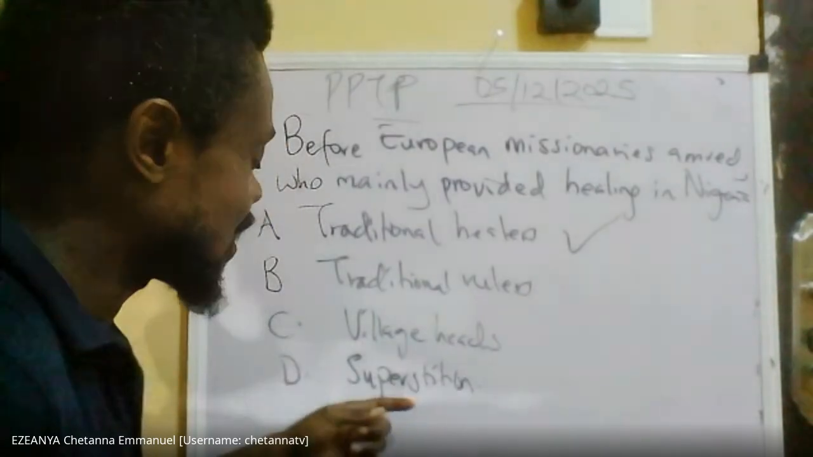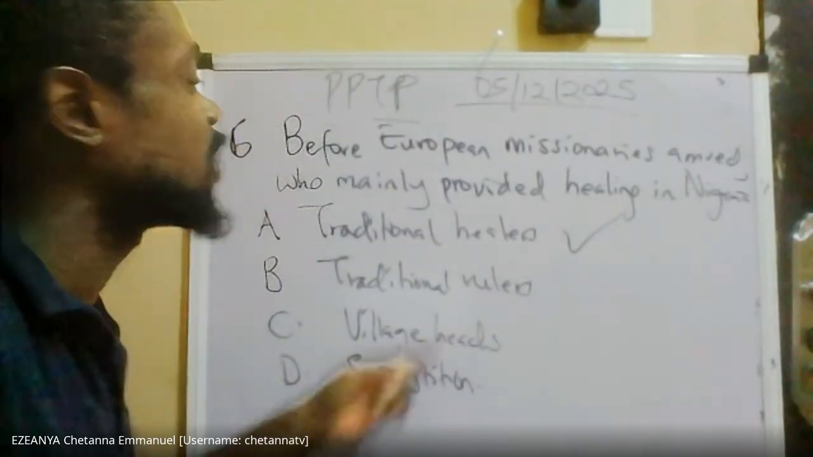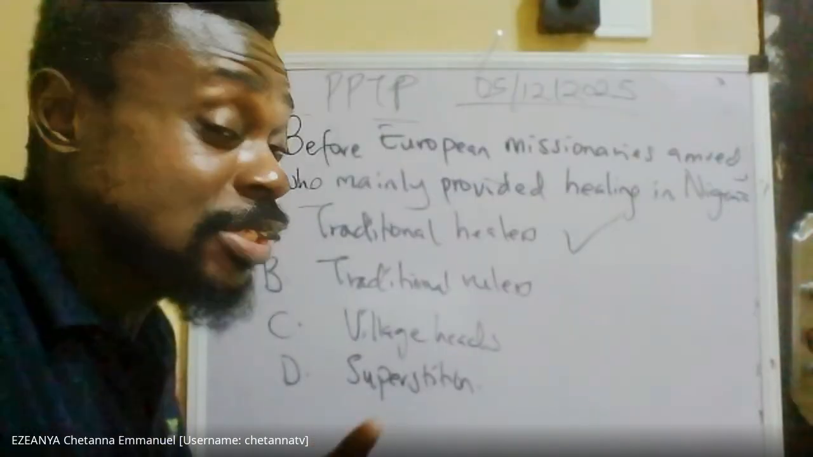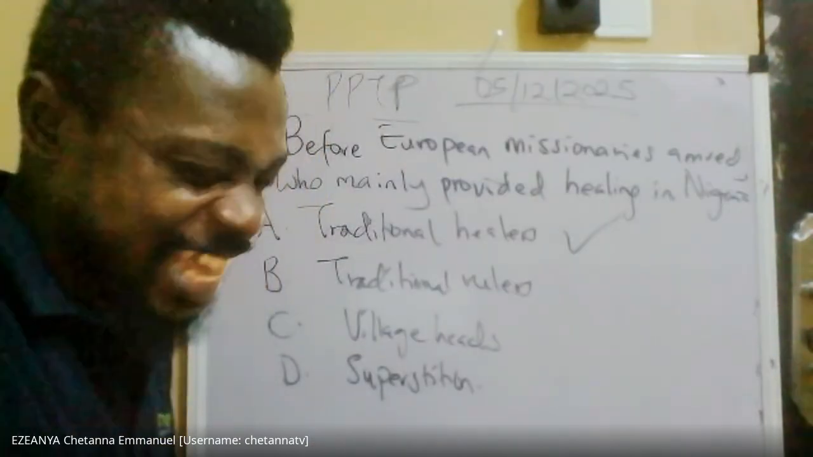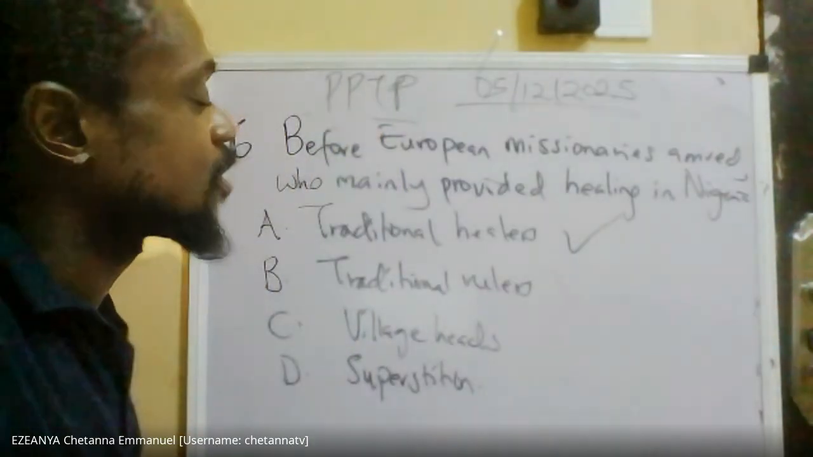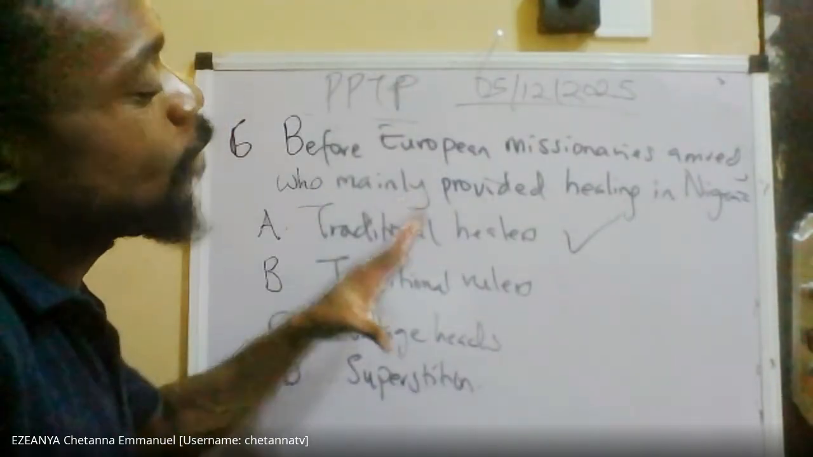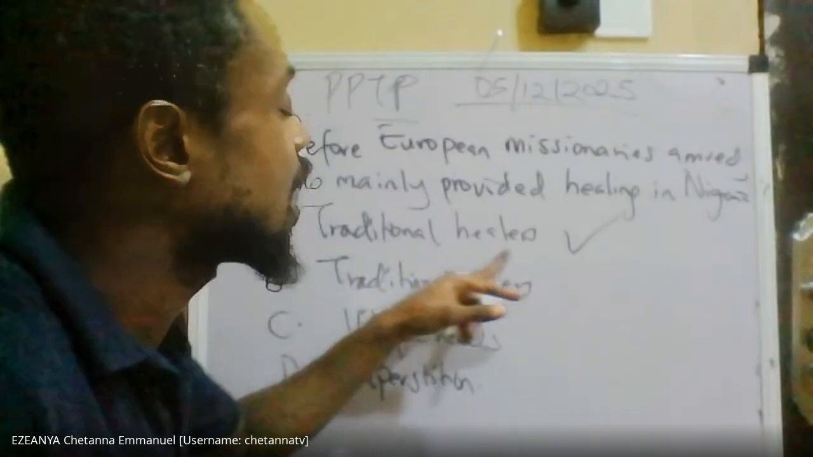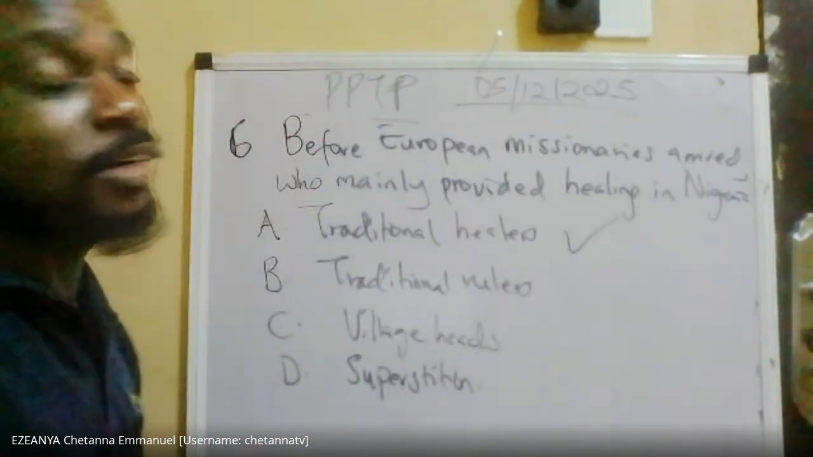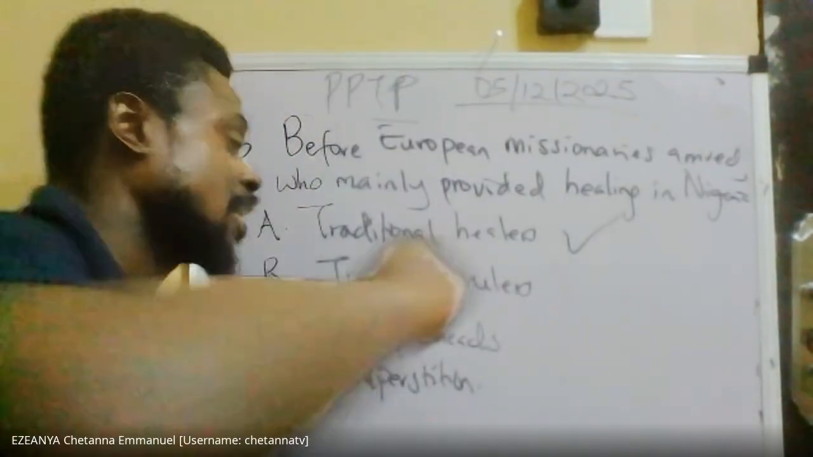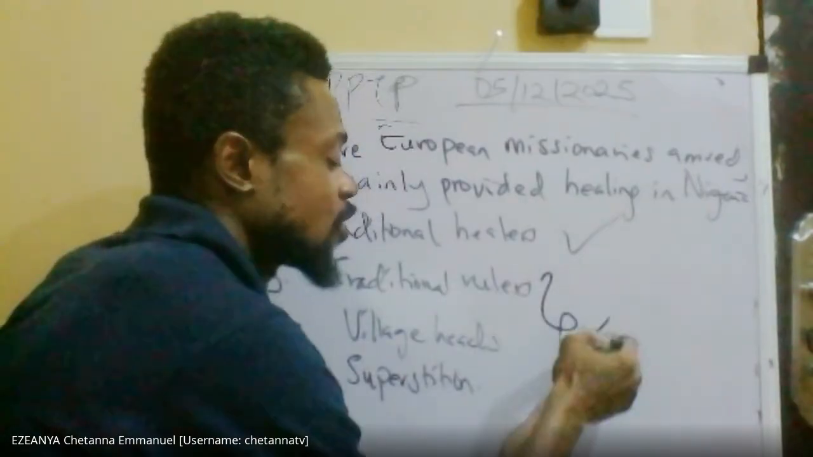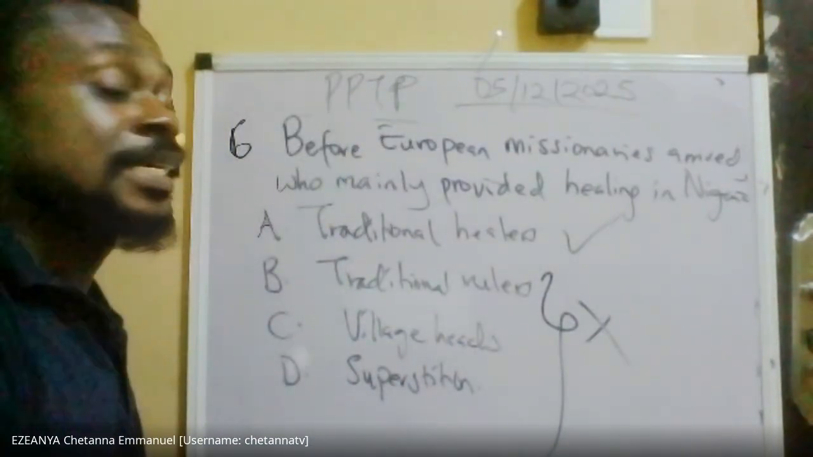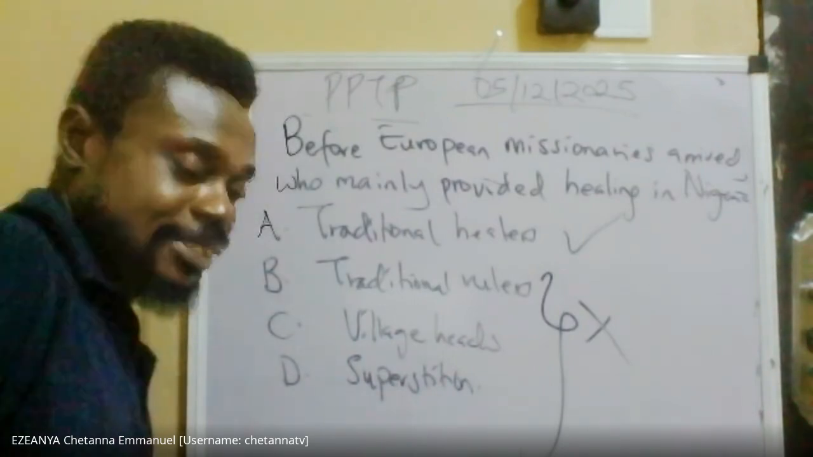Just understand what I'm saying about superstition. It has no business with this. Even though they mix up superstition a bit, it's not entirely what you're talking about. So the people who were actually providing the healing services before the Europeans were traditional healers. So these three are not the answer. The answer to number 6 is A, traditional healers.